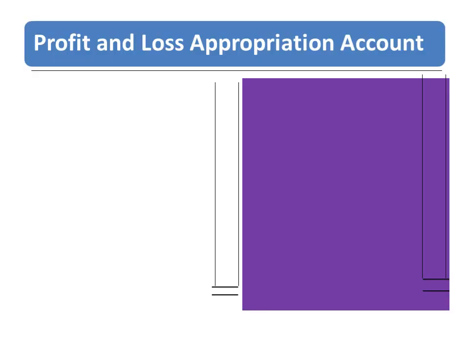The format of profit and loss appropriation account, credit side and debit side. On the credit side, the net profit as calculated in profit and loss account is brought down in this account. We write net profit brought down.